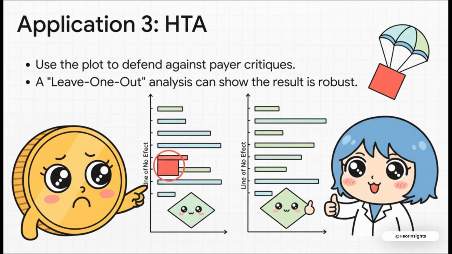A solid understanding of forest plots is also vital for handling objections from payers during HTA reviews. For example, a payer might critique your analysis by claiming the pooled result is only positive because of one single large study. In response, an analyst can perform a leave one out sensitivity analysis, creating a new forest plot for each study that is removed. This can visually demonstrate that the diamond remains statistically significant even without that one influential study.